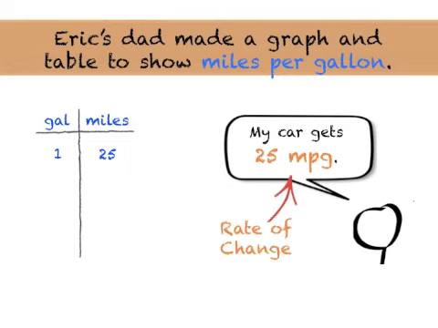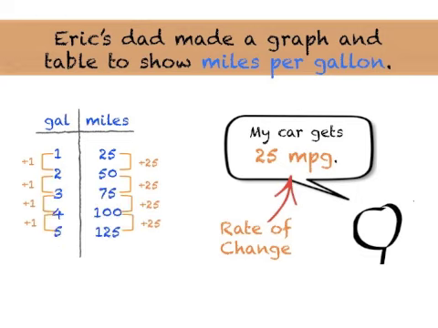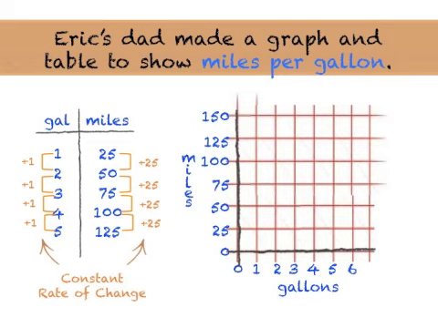Remember, 25 miles per gallon is called the rate of change. This means for each additional gallon, he can go an additional 25 miles. Both sides show us a constant rate of change. We can make a graph of these points, and the graph will make a straight line because we have a constant rate of change. The graph is helpful to tell you how many gallons you will need. For instance, for a 100-mile trip, you will need 4 gallons.